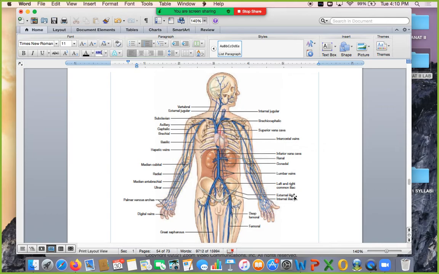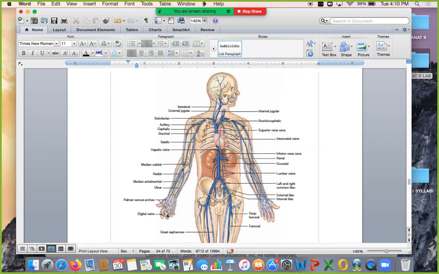So next we're going to talk about venous return. Venous return is going to be, remember, a series of drainage, but it is going to overlap a lot with the arterial supply. So we're going to start with our hands.